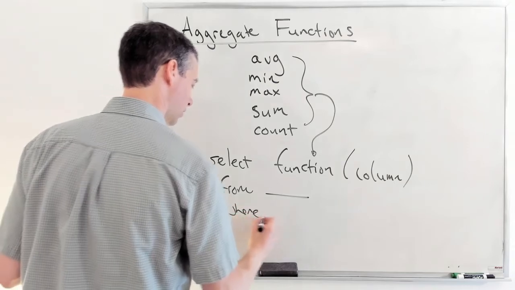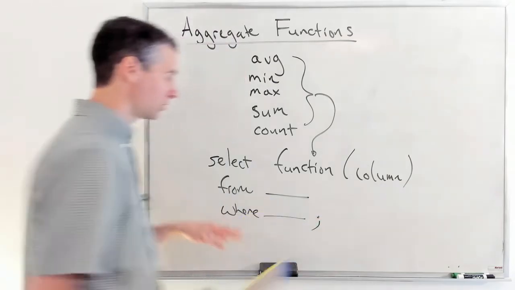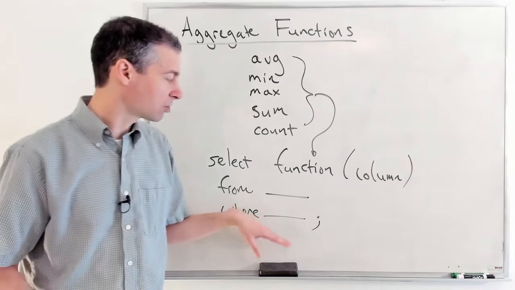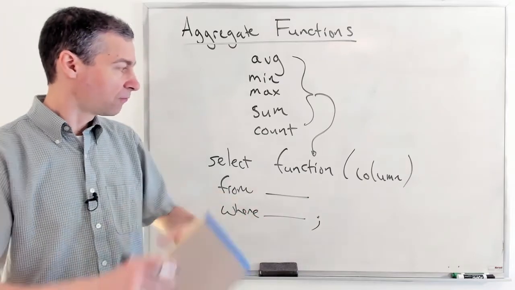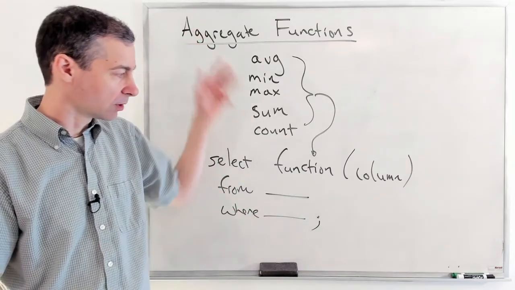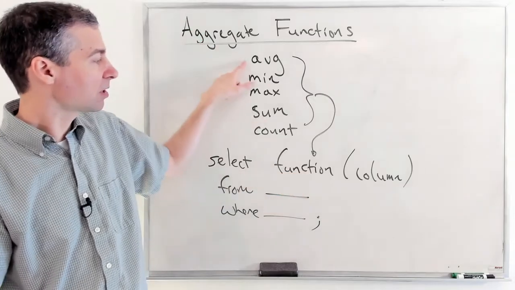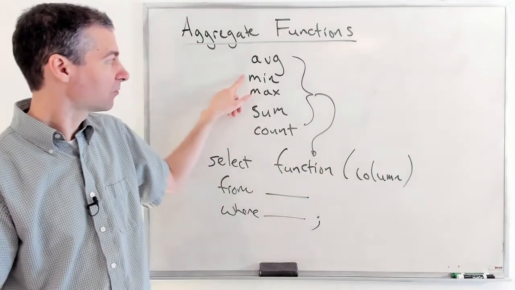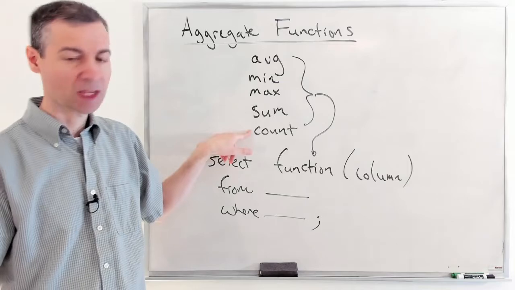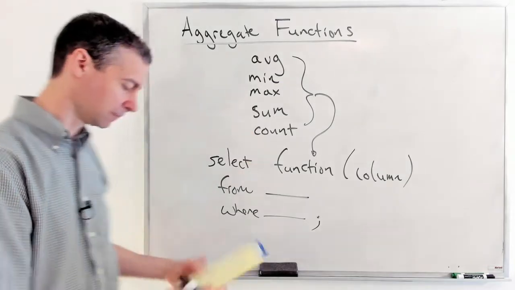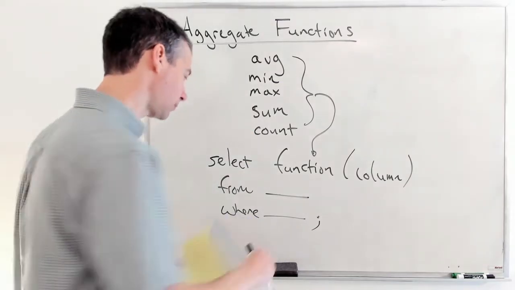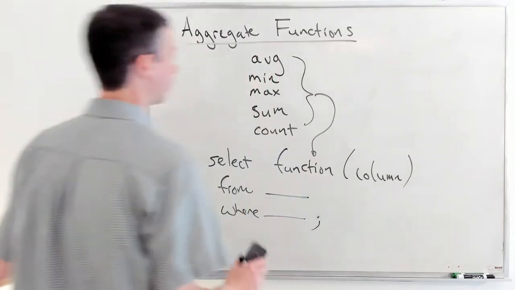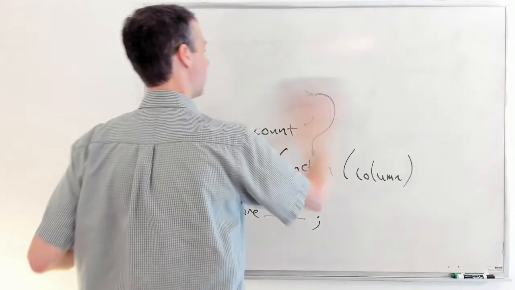where, again, you can have your predicate. So it's basically, grab a bunch of rows from this table, and across all of those rows, apply this function. So it can take the average of something, find the minimum, maximum, sum them up, count how many rows we have here.